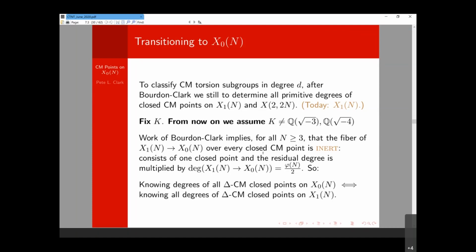It means that there's just a complete equivalence between the problem of knowing all degrees of delta CM closed points on X1(n) and knowing all degrees of delta CM closed points on X0(n). Okay, and so again, before we knew the least degree of a delta CM point. This equivalence couldn't be easier. Whatever your degrees are on X0(n), you just multiply by phi of n over 2, and you get the set of degrees here.